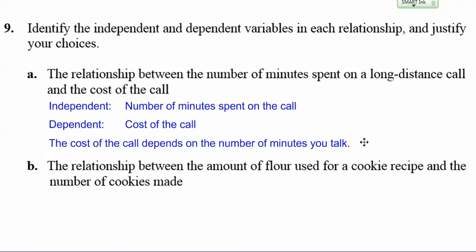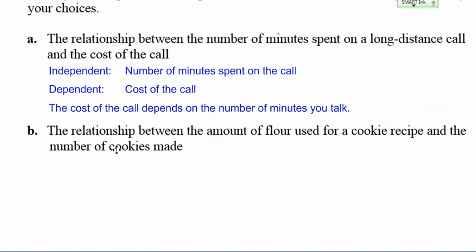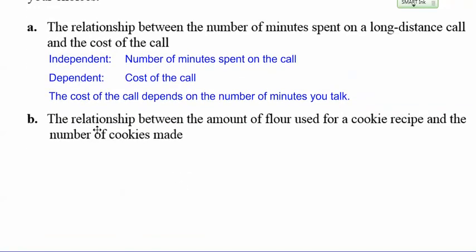So this sentence is really what I was looking for in people's answers. And then the independent and dependent variables should be listed. And if you wrote this sentence, this has to be the possible answer. So what about the relationship between the amount of flour used for a cookie recipe and the number of cookies you make?